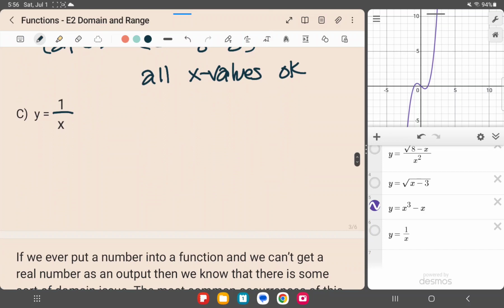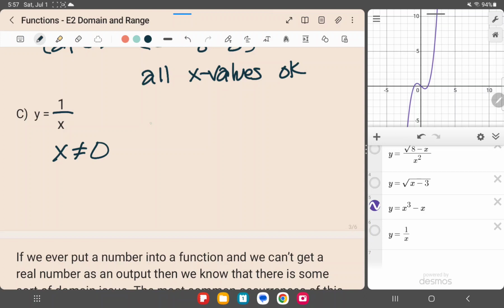One more. Y equals 1 over x. Well, I know fractions, and I can't have a denominator equal to 0 in a fraction. So the only way that's going to happen is if x equals 0. So I know that's bad. But what about anything else?